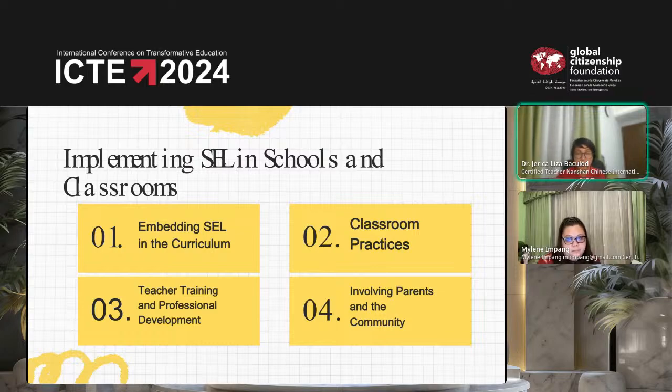Okay, let's have involving parents and the community. Parents play a vital role in reinforcing SEL at home. Schools can offer workshops, send newsletters, or provide resources that help parents support SEL skills at home. Collaborating with community organizations that offer after school or mentoring programs can also expand SEL support for students. All right. So, as the word says, involving parents and the community. So, let's involve the parents.